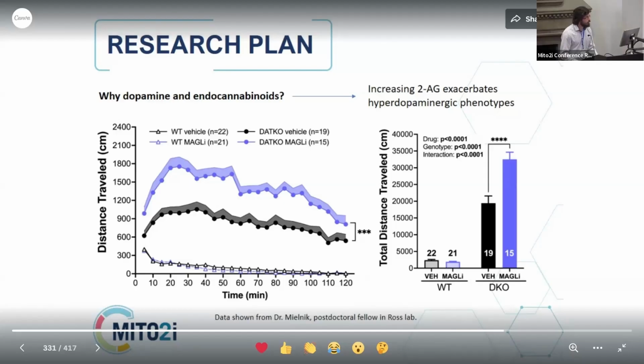So in this case, when we take dopamine transporter knockout mice, which are mice that have very high levels of dopamine in the brain due to the absence of the dopamine transporter, and we give them a MAG lipase inhibitor, so we inhibit the breakdown of 2-AG and increase the concentration, it really increases their locomotor activity, which is one of the hallmarks of high dopaminergic tone. So this indicates to us that potentially targeting the endocannabinoid system might be a good way to target dopaminergic transmission in the brain as well.